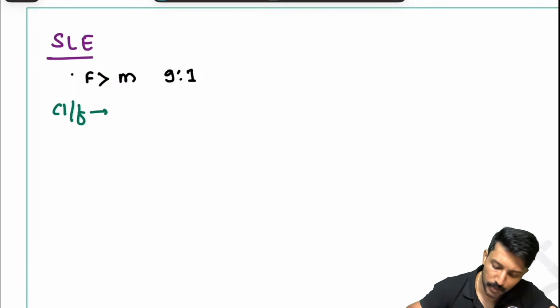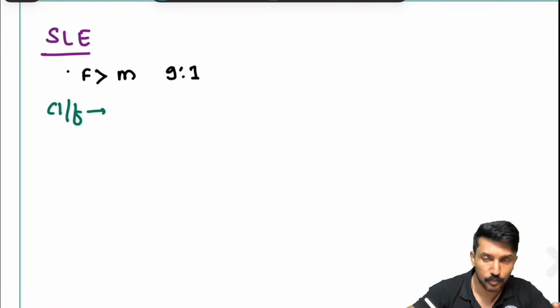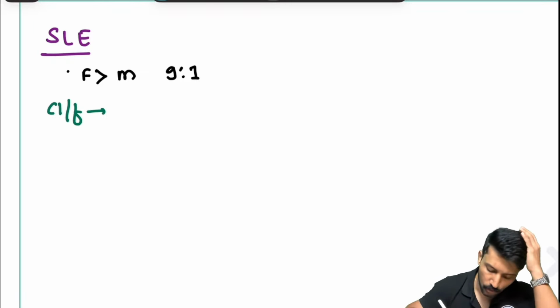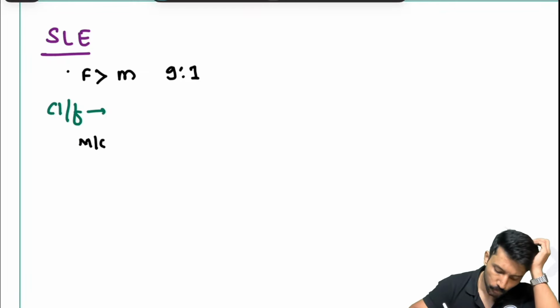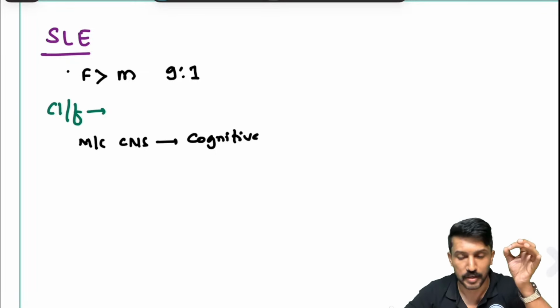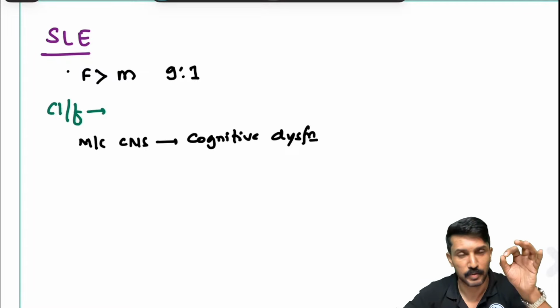So when it comes to organs, skin is the most commonly affected organ. Second most common is the musculoskeletal system. But if they're asking you what is the most common CNS manifestation, it is going to be cognitive dysfunction. A lot of patients with SLE end up developing mild dementia. They have cognitive dysfunction. That is the most common CNS manifestation.